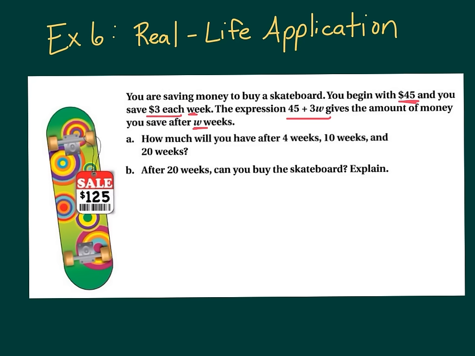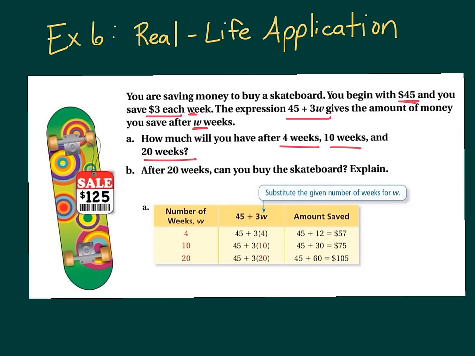So for letter A, it says how much will you have after 4 weeks, after 10 weeks, and after 20 weeks. So one way to do that is to set up a little bit of a table or a chart. So your table might look like this, and you would think about the number of weeks that you're trying to figure out. So they wanted to know how much money you'd have after 4 weeks, after 10 weeks, and after 20 weeks. And each time we use that same expression, 45 plus 3 times W, but each time you'll notice we stick in a different value for W.